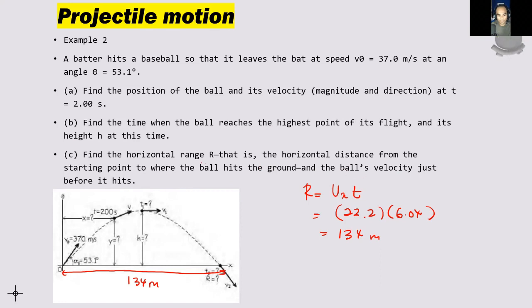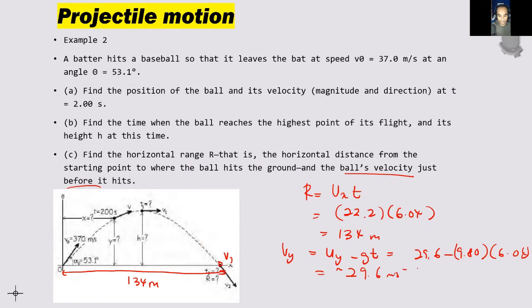Next one. What is the ball's velocity just before it hits? What is the v over here when it hits? So Vy equals Uy minus gt, which equals 29.6 minus 9.80 times 6.04 seconds. There you have negative 29.6 meter per second. So the negative sign means it is moving downward.